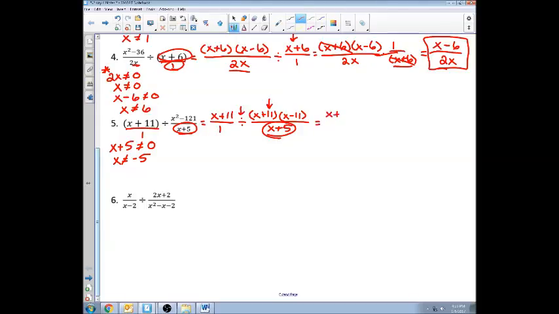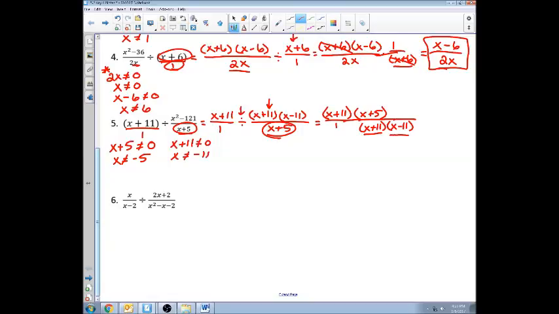So my first fraction stays the same. Change it to multiplication. So x plus 5 comes up top. X plus 11, x minus 11 goes to the bottom. I want to make it one big fraction. In order to do that in this situation, all I need to do is put parentheses around those pieces. Now I need to check for new restrictions. Well, I have not done anything with x plus 11 as a restriction, so I'm going to do x plus 11 cannot equal 0. X cannot equal negative 11.